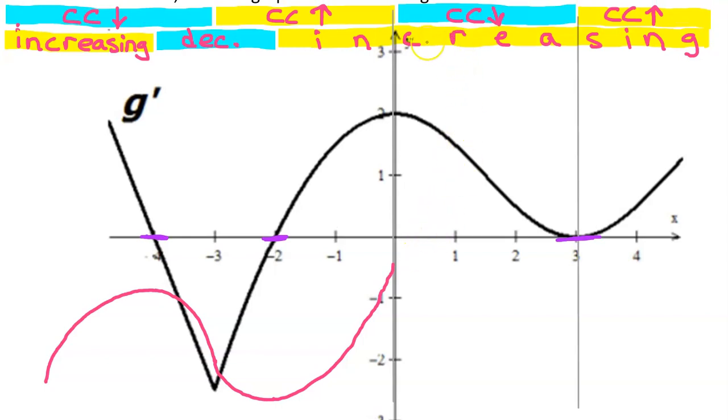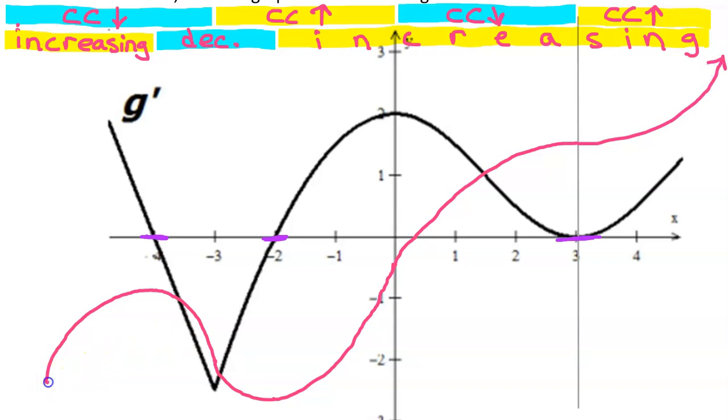Next interval, function g is increasing, concave down, and it should end at a horizontal tangent line. So here I go. I'm increasing, but I'm concave down, and the graph should end at a horizontal tangent line. In this last interval, function g should be increasing and concave up, and that's it. So here I go, increasing and concave up.